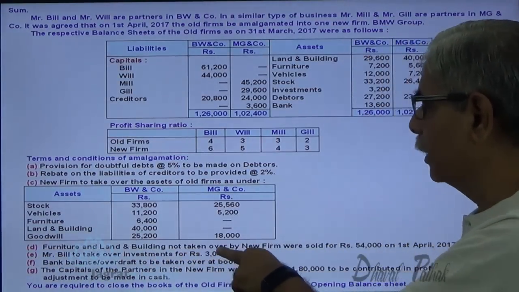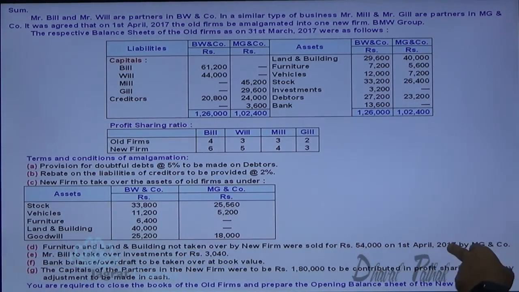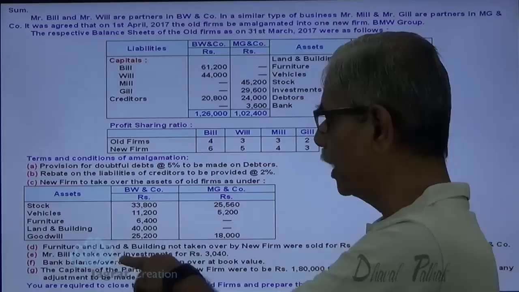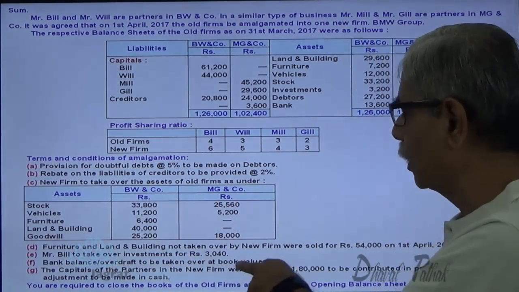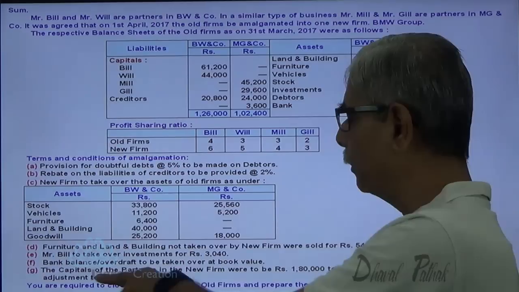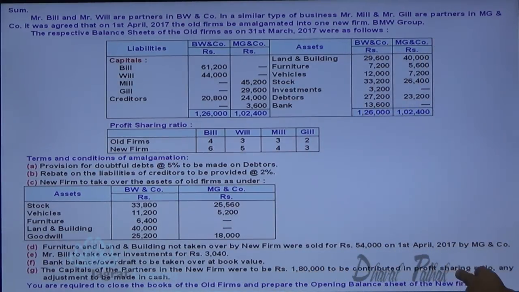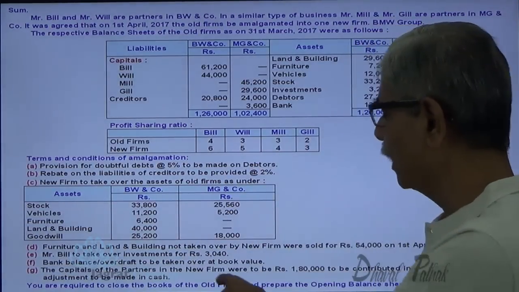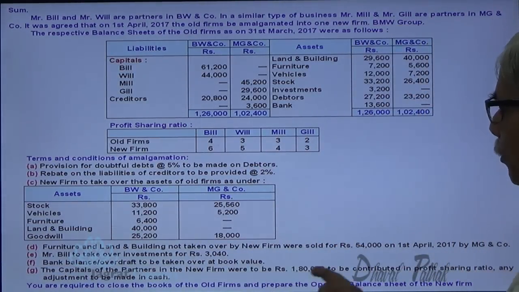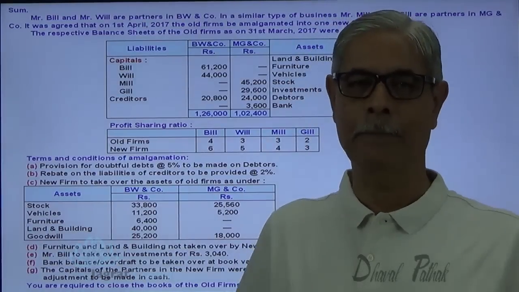Furniture and land and building not taken over by the new firm were sold for rupees 54,000 on 1st of April 2017 by MG company. Mr. Bill is to take over the investment for rupees 3040. Bank balance and overdraft are to be taken at the book value. The capital of the partners in the new firm is to be 1,80,000, to be contributed in the profit sharing ratio. Any adjustment is to be made in cash. You are required to prepare the books of old firm and prepare the opening balance sheet of the new firm. So this is a sum on amalgamation.